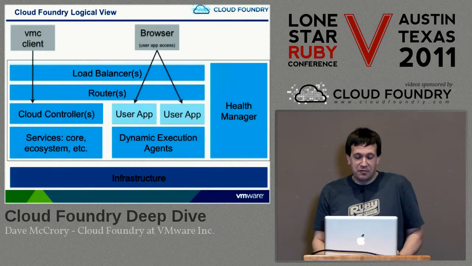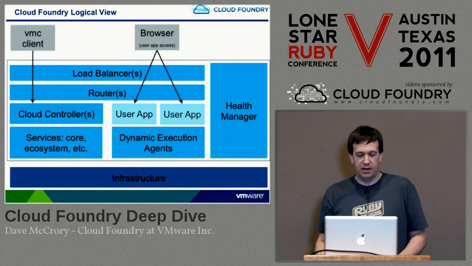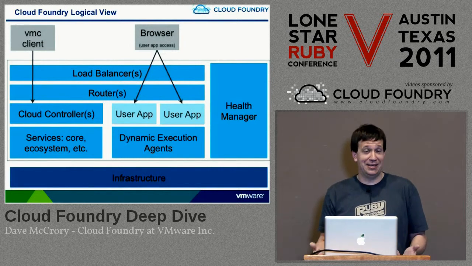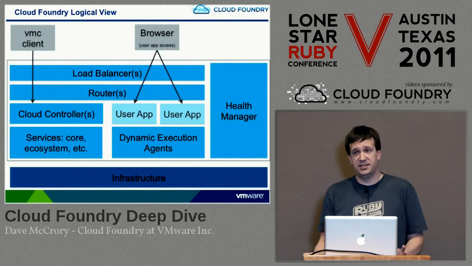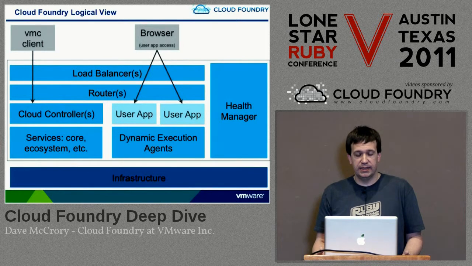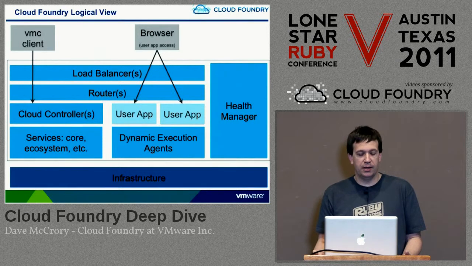All right, so from a logical view, this is how a flow with Cloud Foundry works. You have at the top, you see the VMC client. That's actually written in Ruby as well. It's part of the open source. It's the client. It communicates via JSON. It passes JSON messages back and forth. You authenticate and pass through a series of load balancers and routers and hit the cloud controller, which is the API endpoint. It's what's generating that JSON, allowing the flow.